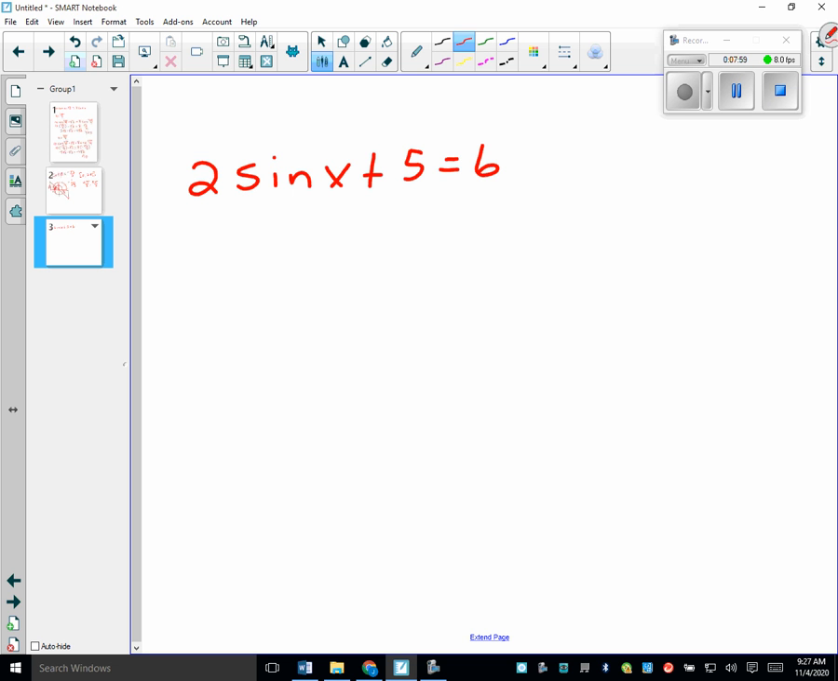I need to get it in the form where I need the trig function on one side, everything else on the other. Isn't that how we solve for x? Yeah, that's all we're doing. We start with subtracting 5. So 2 sine of x equals 1. Why 1? Because I said 5 minus 6 instead of 6 minus 5. So it's 1. Then divide by 2, so sine of x is 1/2.